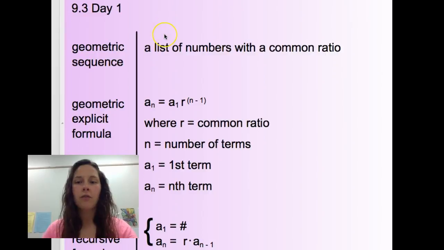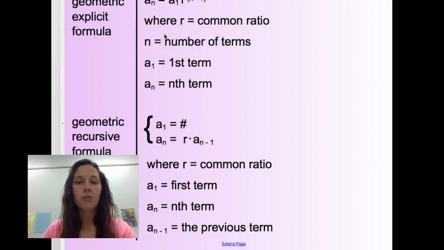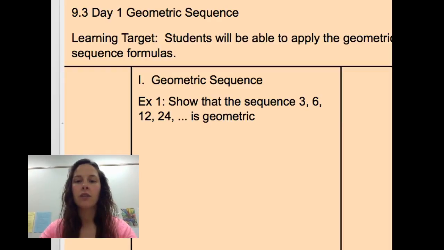The recursive formula, similar to the recursive formula for an arithmetic sequence, we need to know what the first term is, and then we can take that term, multiply it by the common ratio to get the next term. So we'll take a look at how these formulas work. First of all, we are going to show that the sequence is geometric.